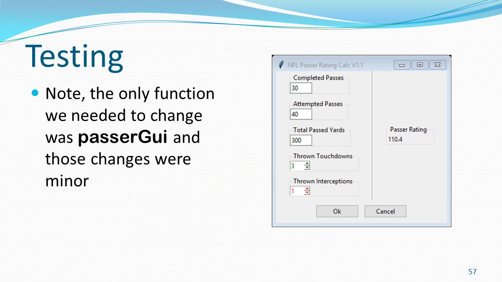So here's the result. And indeed, you can see for the thrown touchdowns, our font is green. And notice the up and down arrows are also green. It's a nice little feature of the widget. So really, the only change we had to make was to the passer GUI function, and those changes were minor. So don't be afraid to experiment with colors.